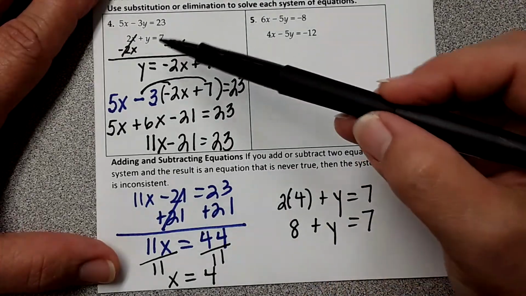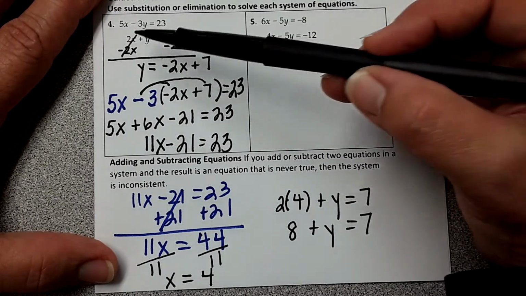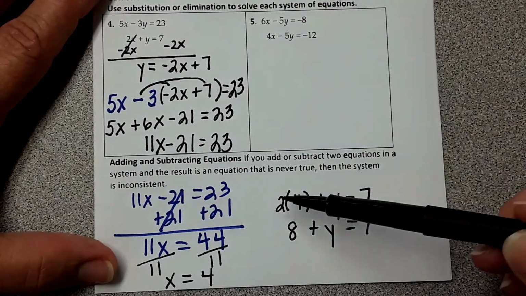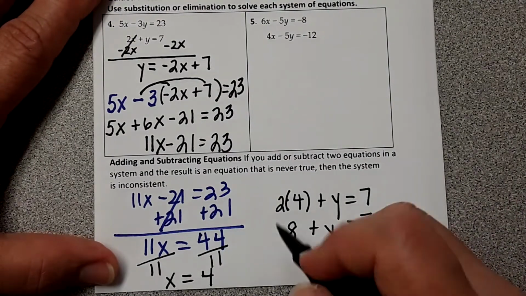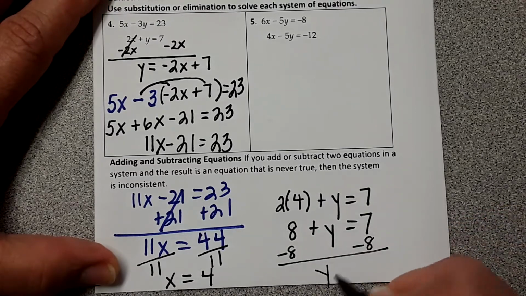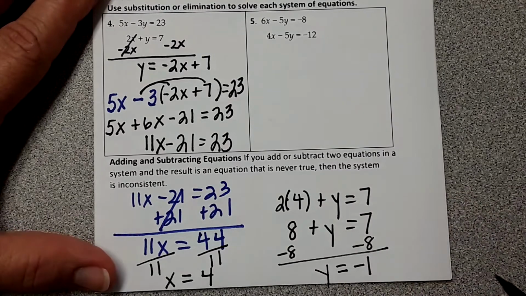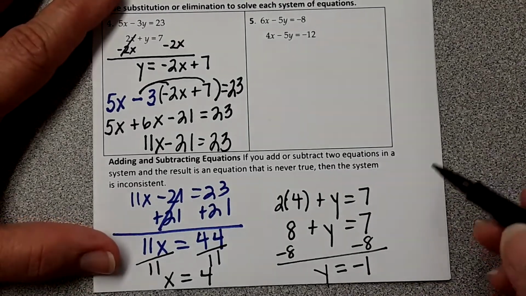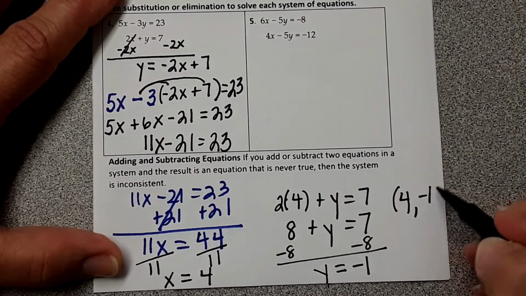So I plugged it into the original equation, the 2x plus y equals 7. I replaced x with 4. 2 times 4 is 8, and then what am I going to do? Subtract 8 from both sides, and y equals negative 1. Our final answer is going to be 4, negative 1.